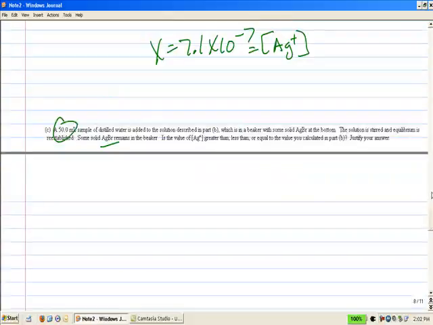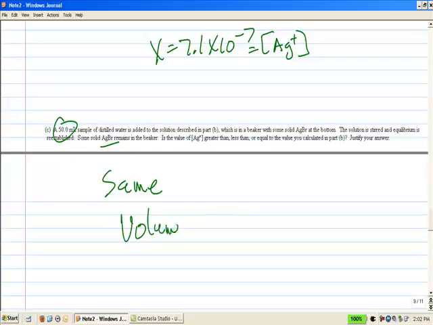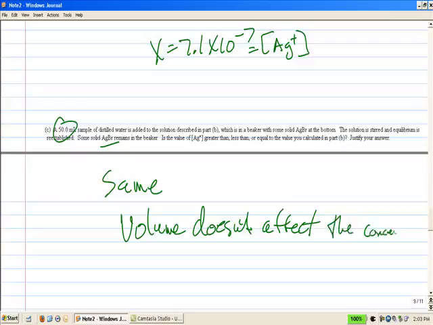Hopefully you understand by now that no matter how much you add, if there's still some AgBr left in the bottom, the concentration is going to remain the same. So it's not going to increase or decrease. It's going to remain the same, simply because volume doesn't affect the concentration. Because when you add more water, that just means that more of it can dissociate. So even though the volume is going up, so is the number of moles. So overall, the concentration doesn't change.